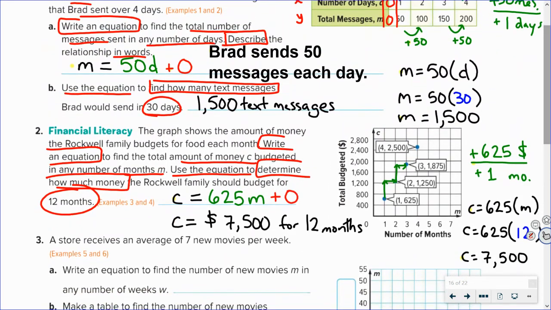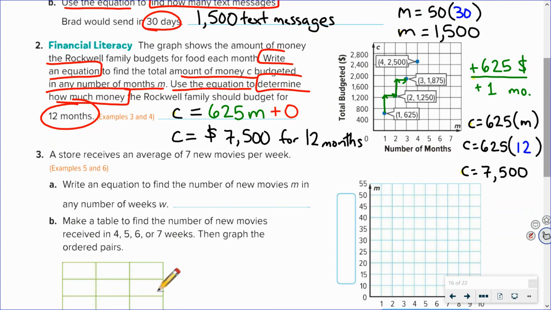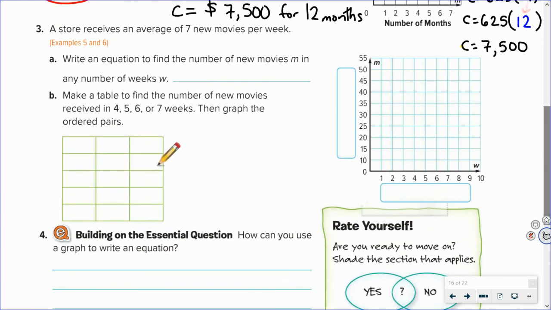So both of those problems give us some representation of a relationship. Problem 1 gave us a table. Problem 2 gave us a graph. Both of those we could rewrite or translate into an equation, because it might be kind of a pain to go all the way to, what was this first one, 30 days. Can you imagine the graph going all the way to 12 months? But the equation, ladies and gents, is an efficient way of finding out the answer without having to graph or extend our table further. On to number 3.